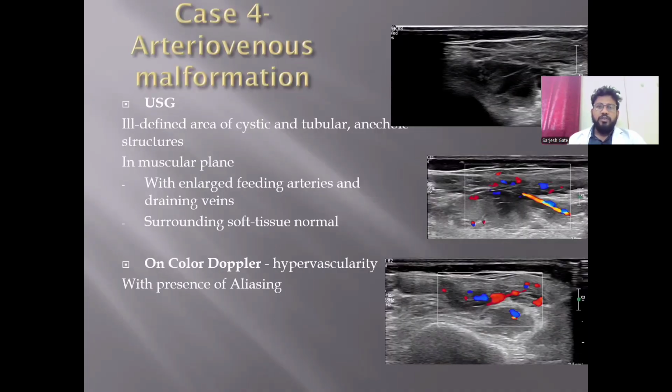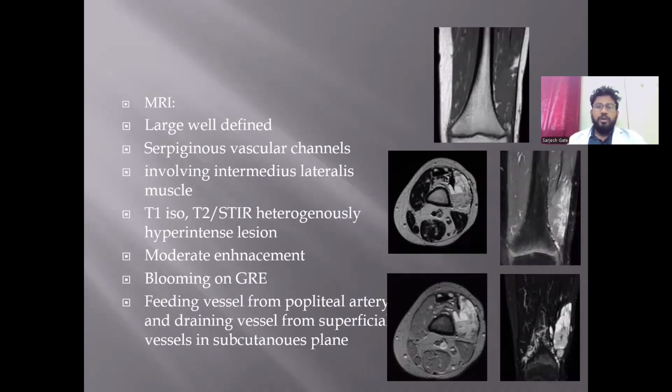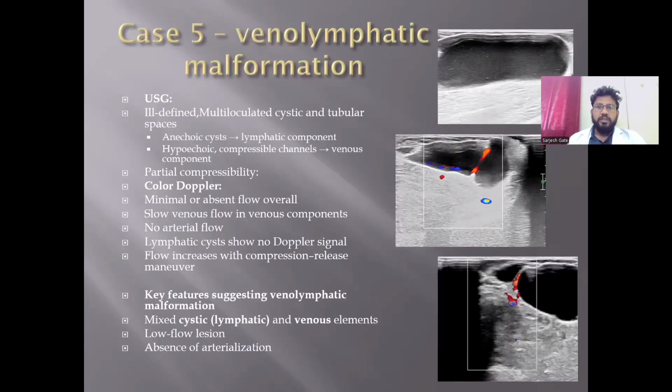Case 4, arteriovenous malformation. On ultrasound, there are ill-defined cystic tubular anechoic structures in the muscular plane with normal surrounding tissue. On color Doppler, we see there is hypervascularity and aliasing. On MR, there are large, well-defined serpiginous vascular channels involving the vastus intermedius and lateralis muscle. It is T1 isointense, T2 STIR hyperintense, showing moderate enhancement with blooming on GRE, and feeding vessel coming from the popliteal artery.